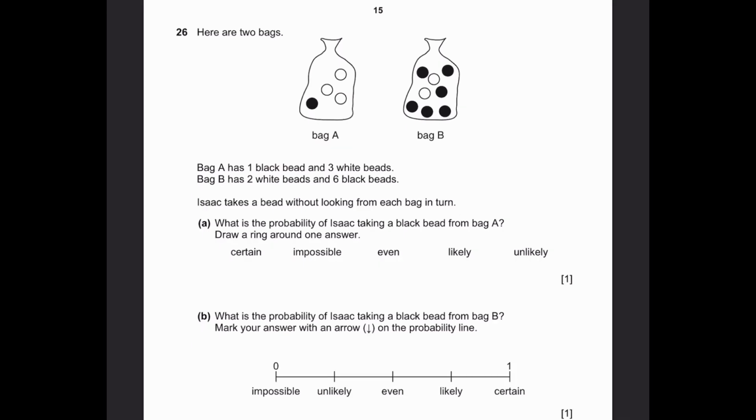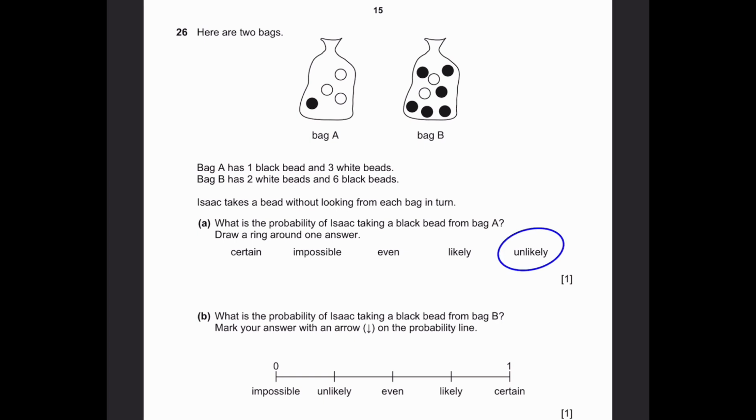Here are 2 bags. Bag A has 1 black and 3 white beads. Bag B has 2 white and 6 black beads. Isaac takes a bead without looking from each bag in turn. A. What's the probability of taking a black bead from bag A? Choose one answer: certain, impossible, even, likely, unlikely. So there's 1 black and 3 whites. So the probability will be 1 by 1 plus 3, which is equal to 1 by 4. That's actually 25%, unlikely.